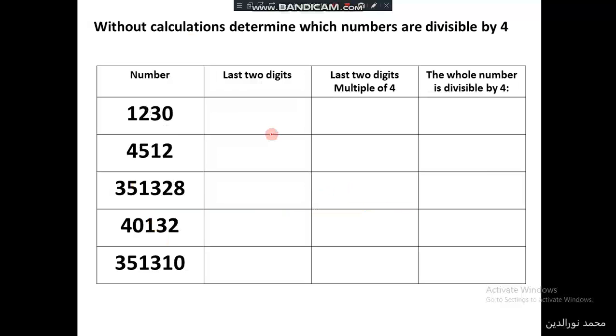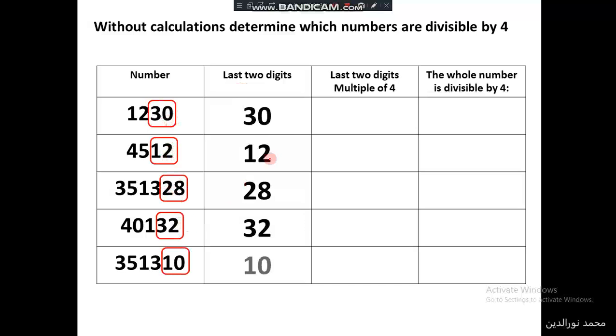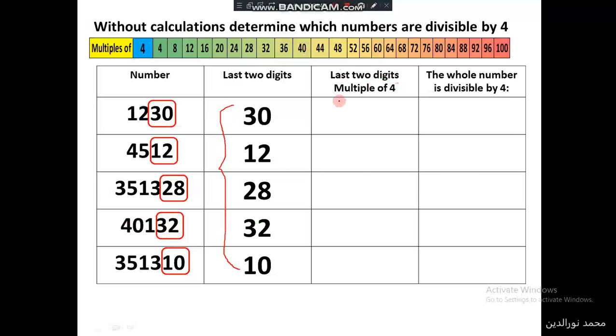So let's have these exercises. Without calculation, determine which numbers are divisible by 4. So how do I know if a number is divisible by 4? We agreed to take the last 2 digits to the right. So here I have 30, here I have 12, and 28, 32 and 10. And then we have to see if these numbers are multiples of 4. So we will put the multiples of 4 in front of us. And then is 30 a multiple of 4? 30? No, it's not a multiple of 4.